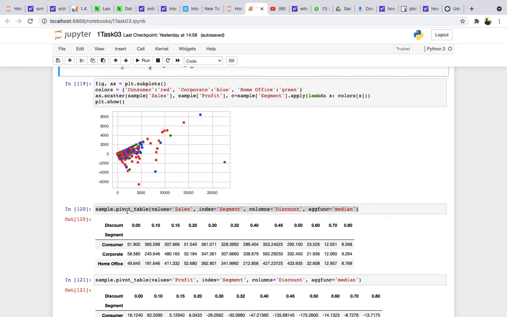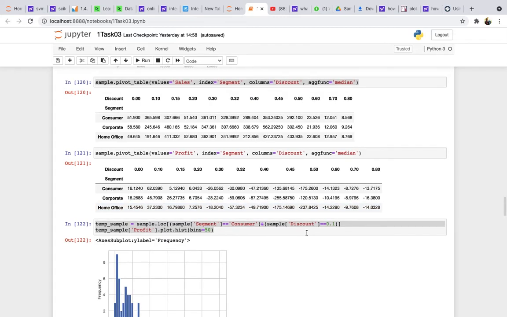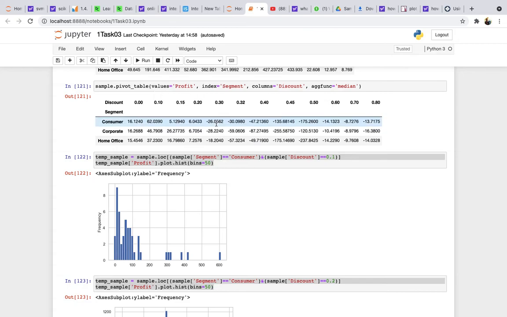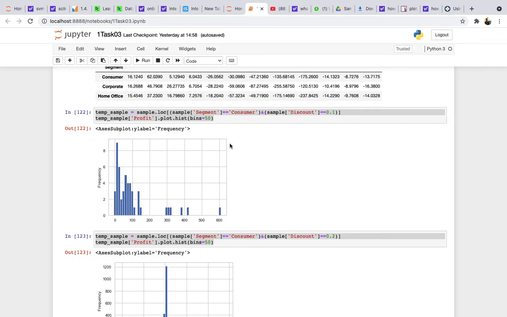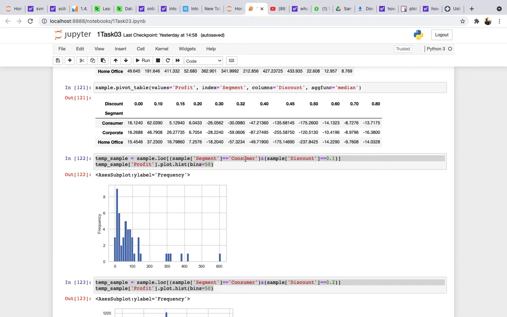Here is a sample pivot table of values, with sales as index, segments as columns. Consumer 51%, corporate 38%, home office 9%, and this data is here. And a sample pivot for discount, 0.1%. With a discount of 0.1%, profit is high.